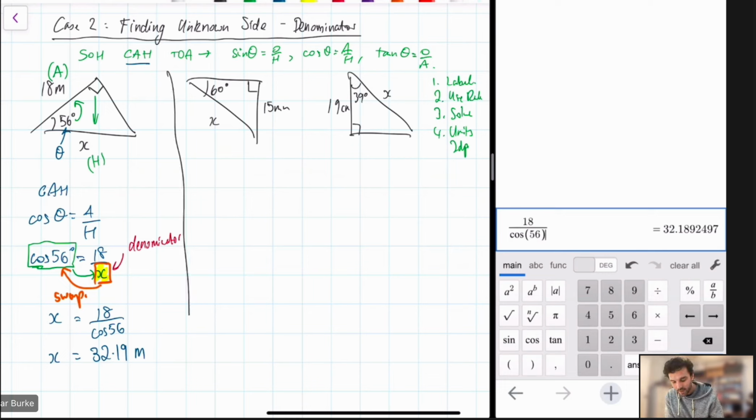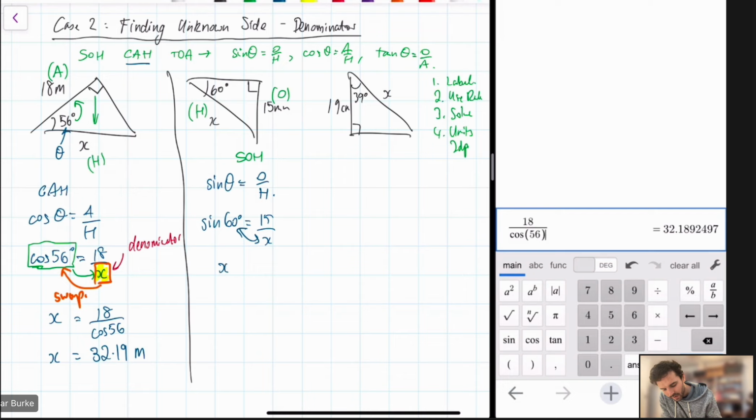What I'd like you to do is have a go at your triangles to the right, so pause the video, do them, and then press play and see how you went. We're going to go through the answers now. First step, you should have this is hypotenuse, this is opposite. Next, we choose SOH. Sine theta is equal to opposite over hypotenuse. Next, we sub in theta is 60 degrees, 15 on x. Next, we swap those two. So you've got x is equal to 15 on sine 60 degrees, and then we plug in.